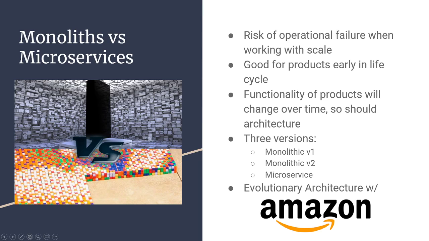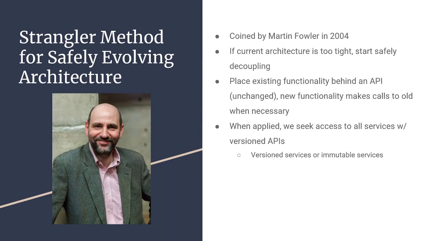Moving on to the Strangler method for safely evolving architecture. The term Strangler application was coined by Martin Fowler in 2004 after he was inspired by seeing a massive strangler vines during a trip to Australia.